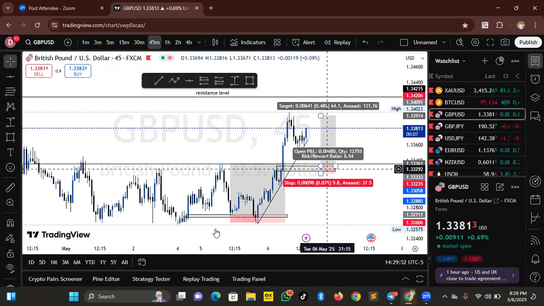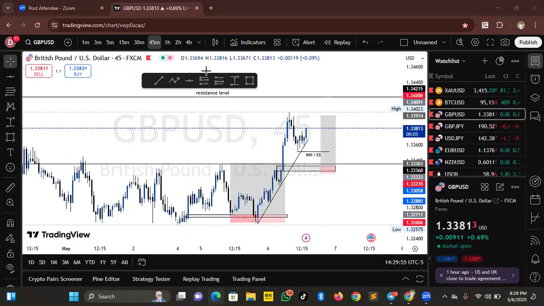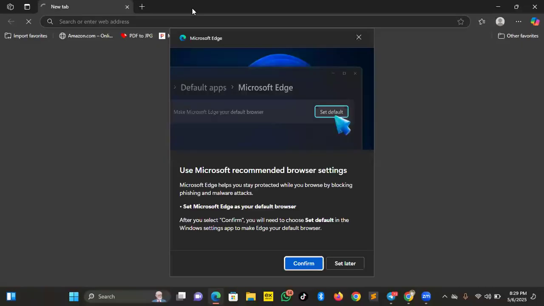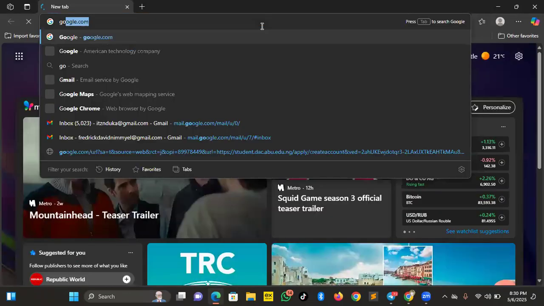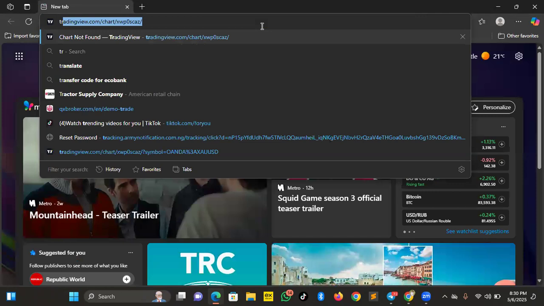So now let's go to a new browser. Let me show you how to use TradingView fresh start. Now this will be for the system. I'm not going to sign in on this account. The next thing I'm going to do is go to your browser and search for TradingView, right? So you just search for TradingView and then click on it.